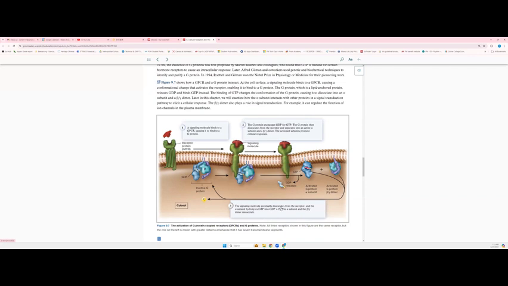And then the signaling molecule will also dissociate from the receptor, and the alpha subunit, this small one, will hydrolyze the GTP into GDP and phosphate. Since the GTP is already converted into GDP, the GDP will dissociate from this alpha unit, and then this individual alpha unit will be released and go back to attach with beta and gamma. So that's how it works.